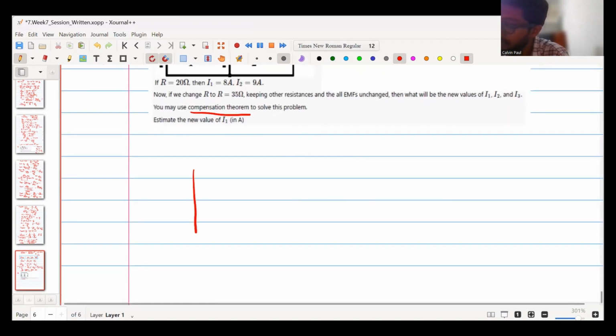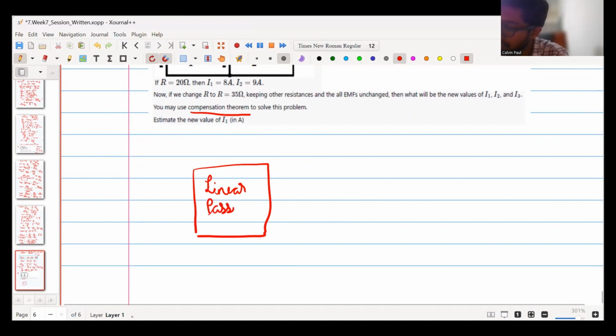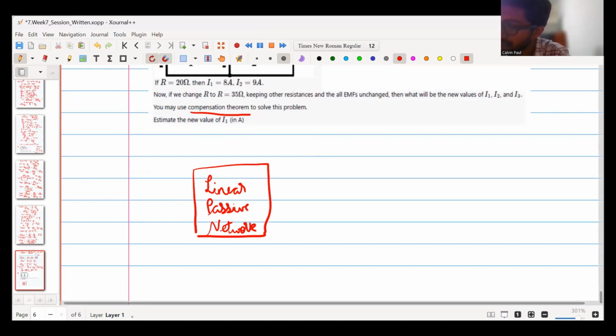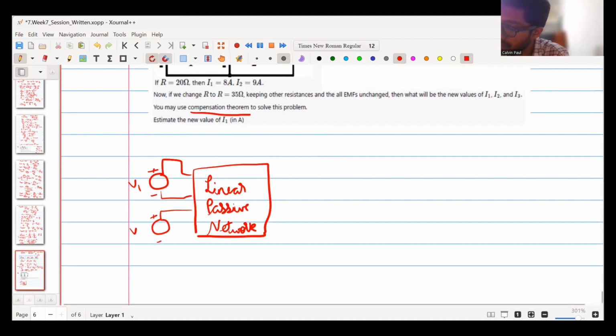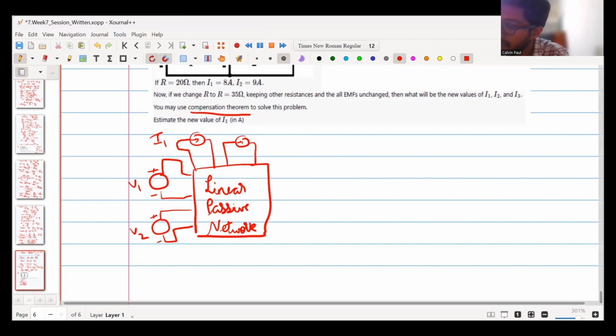So you have a network. Okay, you have a linear passive network. This is your V1. This is your V2. This is your I1. This is your I2. This is your Z. This is your I.